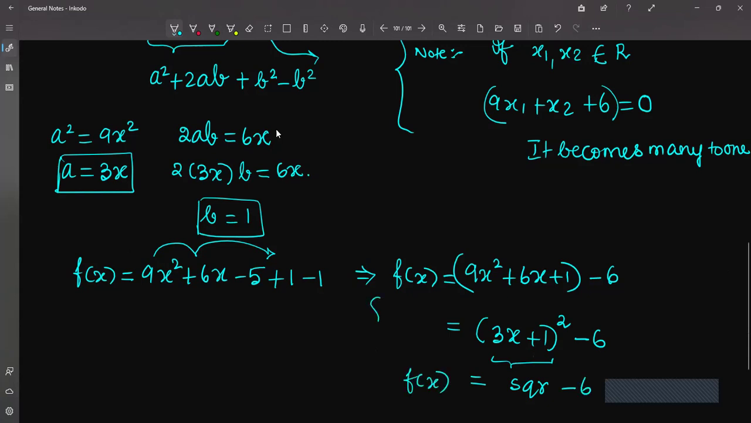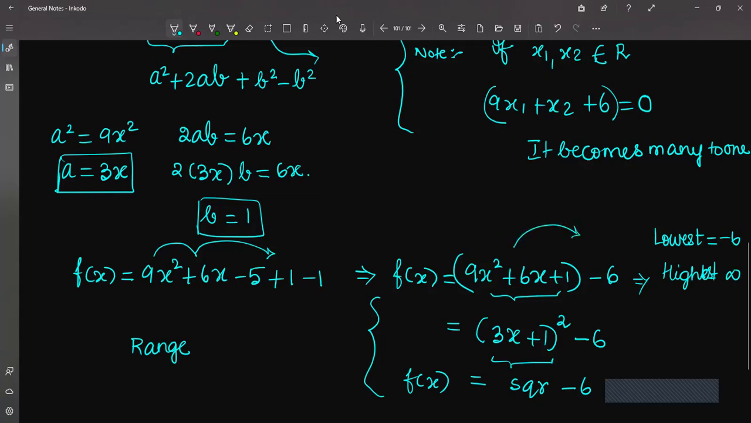So for a square term, what is the lowest value of f of x? The lowest value will be just minus 6. The highest value can be anything as large as infinity, because this is a square term and it is going to get only more and more positive. And any high positive value minus 6 is still highly positive, right? So it can start from minus 6 and go all the way until infinity. So the range will be minus 6 comma infinity.